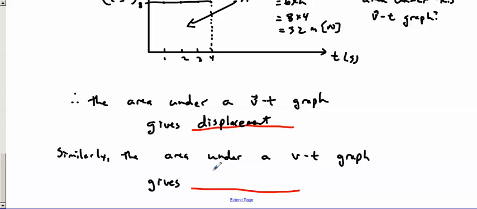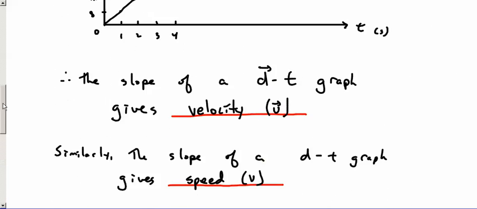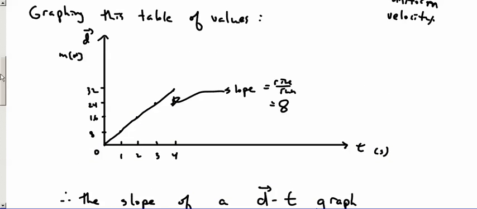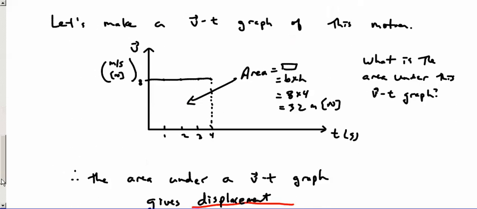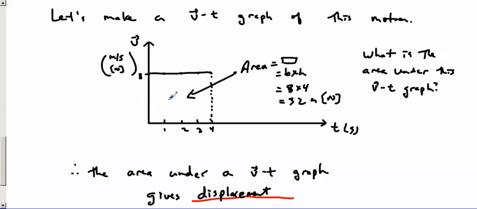And similarly, the area underneath a speed time graph would give distance traveled. Okay? And that's it. Simple. A few simple things we can get from different graphs. If it's a DT graph, the slope gives me V, and if it's a VT graph, the area under it gives me D.